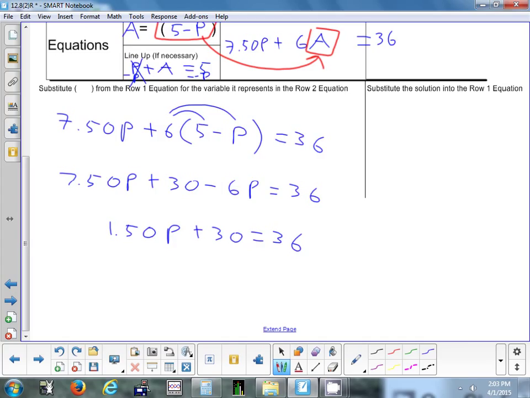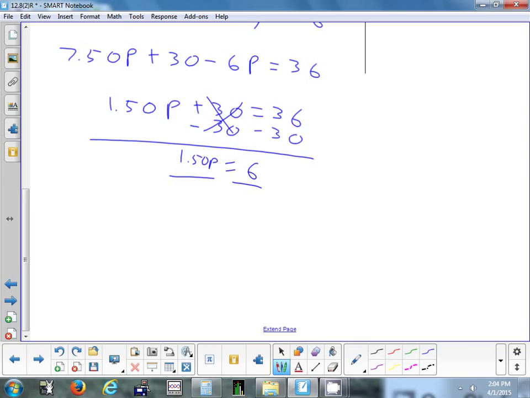Subtract the 30 aside. I want to make sure everybody understands that. Tyler just said subtract 30. Does everybody see why you're subtracting 30? Okay. Tyler, what's 36 minus 30? 6. What's my last step? Divide by what? 1.50p is 1.50, and p is 4.